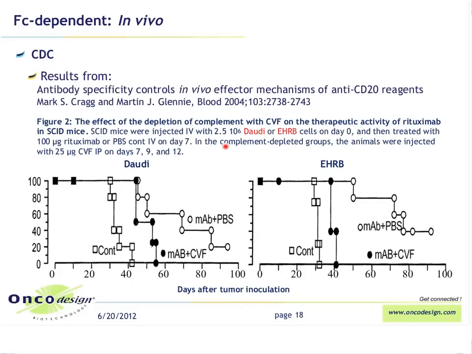The other way to analyze CDC function is to move forward with in vivo experiments, and for this we need to work in a depletion study, working with the mouse complement and using cobra venom factor to deplete the mouse complement in order to evaluate the complement function in the antibody efficacy.